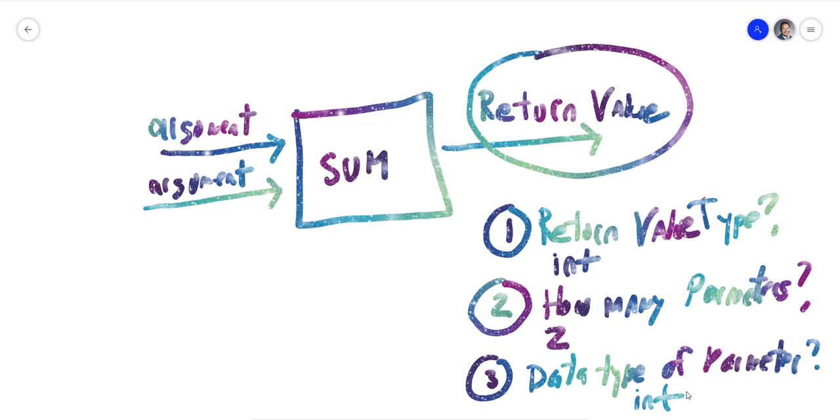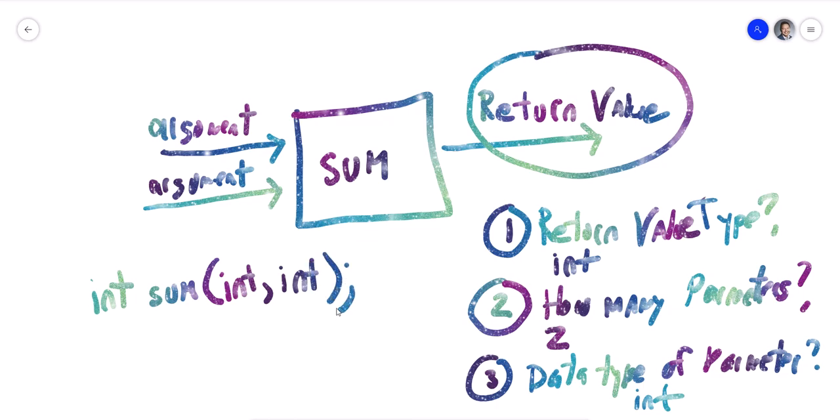Let's take a look at writing. So now it's easier for us to write a function header, because what is our return value type? It's an int. What's the name of our function? Sum. And how many parameters? 2. And what's the data type? Int, int. So what we've done here is write a prototype.